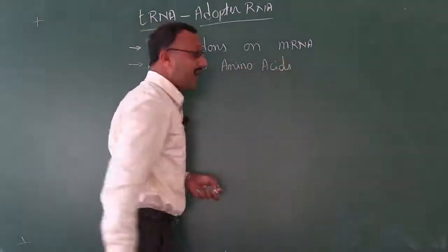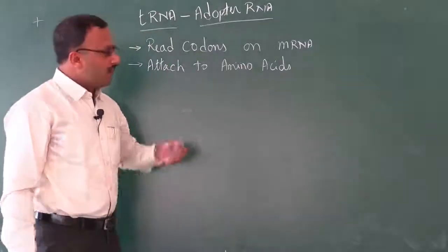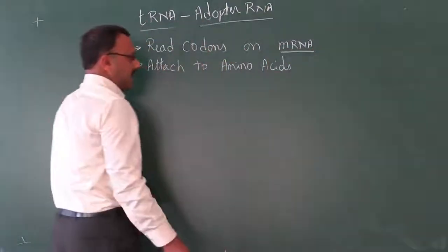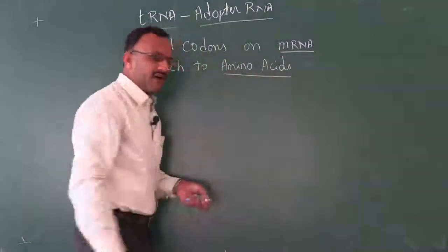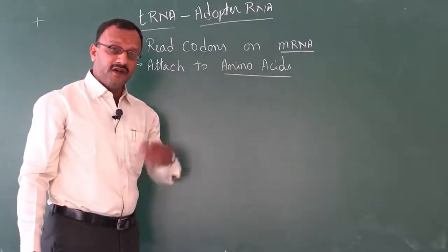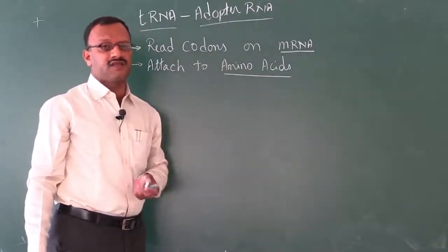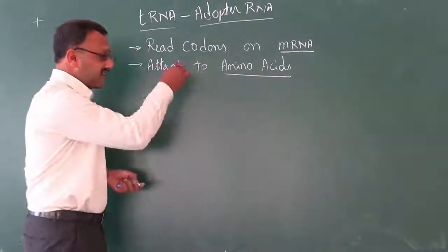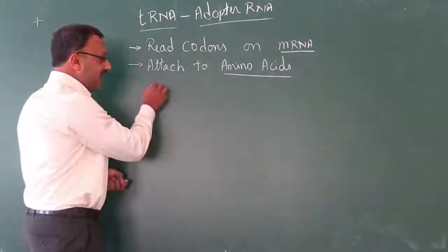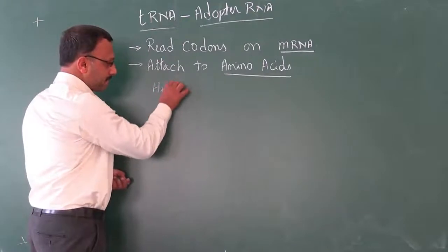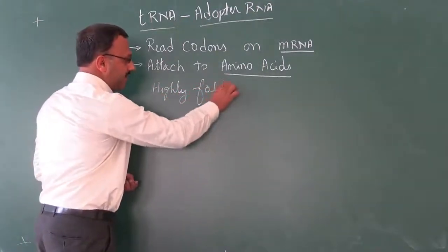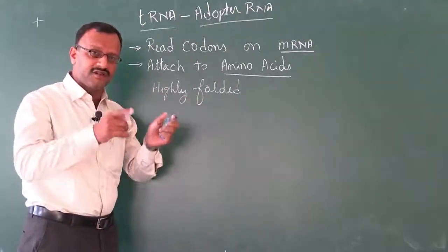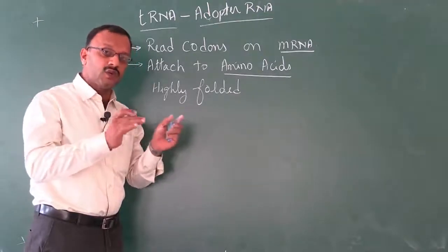It is having a dual role, dual function. One side it will read the codons present on mRNA, and the other side it will bind to the amino acid, which is for the purpose of polymerization of amino acids to form protein. Now, what is that tRNA? As tRNA is single stranded, but it is highly folded. As it is folded, it is bringing the strands or the ends of the tRNA closer to one another.